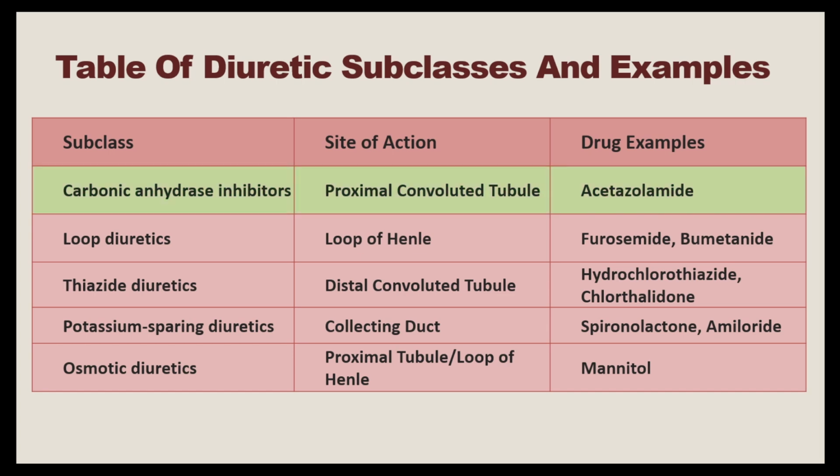Acetazolamide represents carbonic anhydrase inhibitors, which act on the proximal tubule. Furosemide and bumetanide are examples of loop diuretics, targeting the loop of Henle. Hydrochlorothiazide and chlorthalidone exemplify thiazide diuretics, which act on the distal convoluted tubule. Spironolactone and amiloride are potassium-sparing diuretics, working in the collecting duct. Finally, osmotic diuretics like mannitol act across the nephron by increasing osmotic pressure within the filtrate.